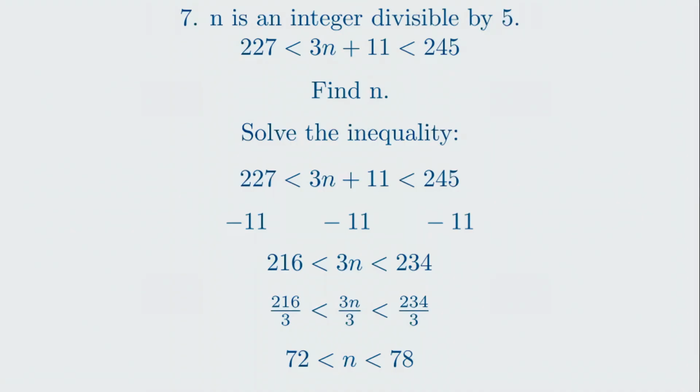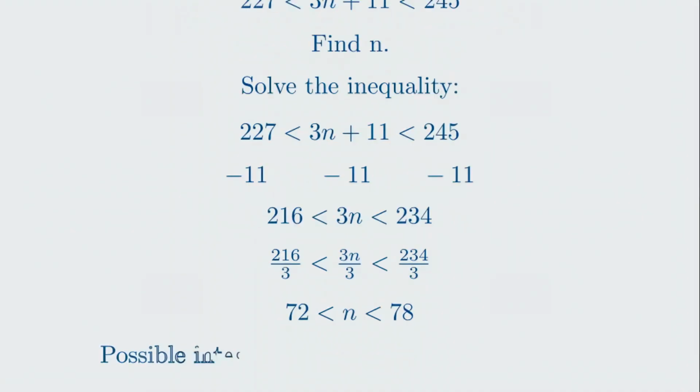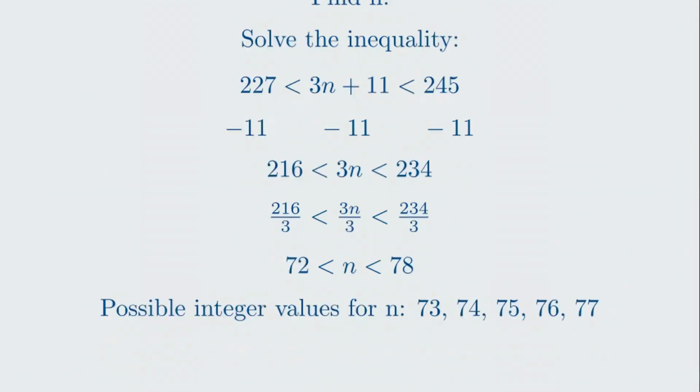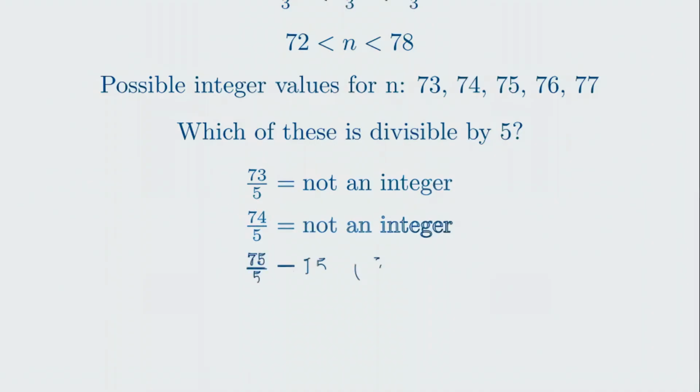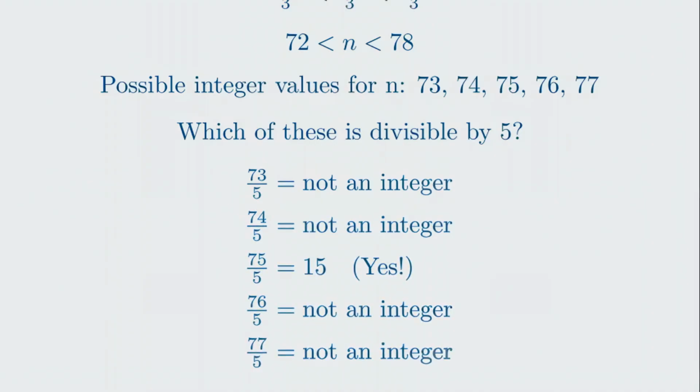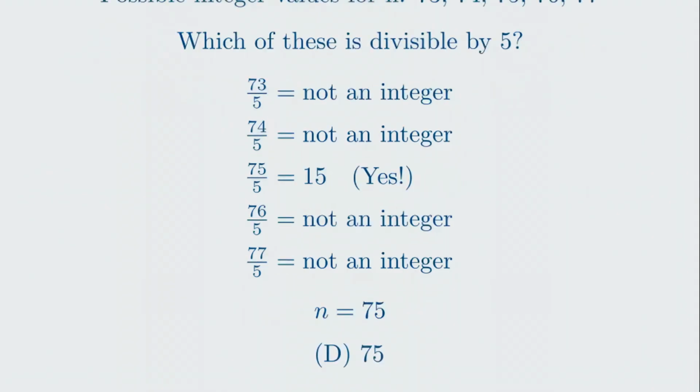Let's list the possible integer values for n. The integers in this range are 73, 74, 75, 76, and 77. Now we need to apply the additional conditions. The problem states that n must be an integer divisible by 5. Out of our list of possible values, only 75 is an integer that is divisible by 5. 75 divided by 5 is exactly 15, with no remainder. Therefore, the only value that satisfies all the conditions is n equals 75.